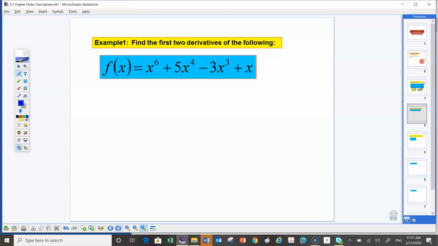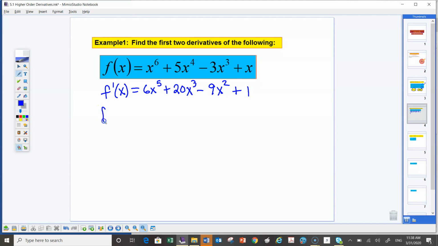Let's take a look at our first example. They want us to find the first two derivatives of the following. So the first thing we're going to do is find the first derivative. So using our sum and difference rule and power rule from chapter 4, the derivative of x to the 6th would be 6x to the 5th, plus the derivative of 5x to the 4th is 20x cubed. The derivative of 3x cubed would be 9x squared, and the derivative of x is 1. So there's our first derivative.